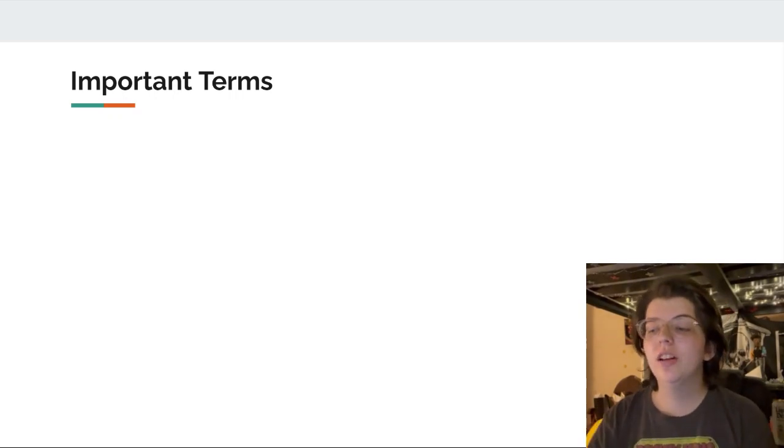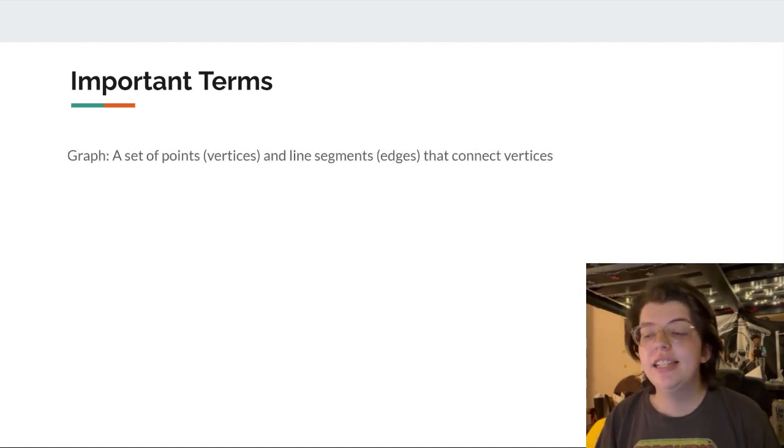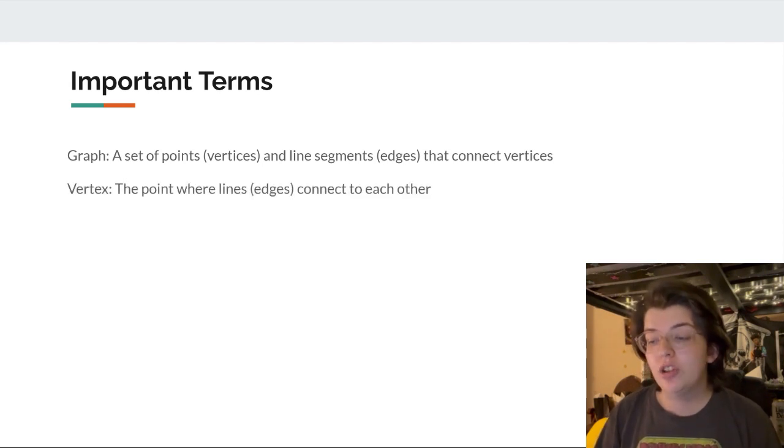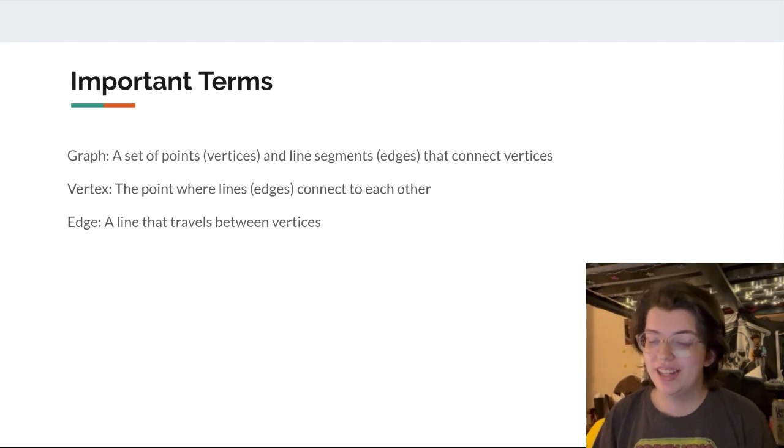First, before we begin, we need to look at some terms that will be important when learning about Eulerian circuits and paths. Firstly, a graph. A graph is a set of points or vertices and line segments or edges that connect said vertices. A vertex is a point where lines or edges connect to one another. An edge is a line that travels between vertices.